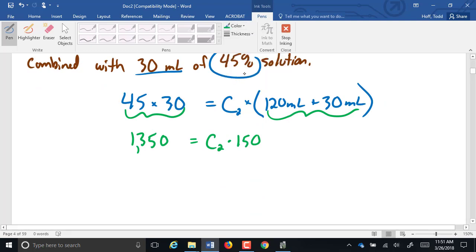So to solve that, it's just solving an equation. C2 is multiplied by 150, so we are going to divide by 150, which is going to give us 9, I believe. Yes. So 9 equals C2. So the new concentration is 9%.